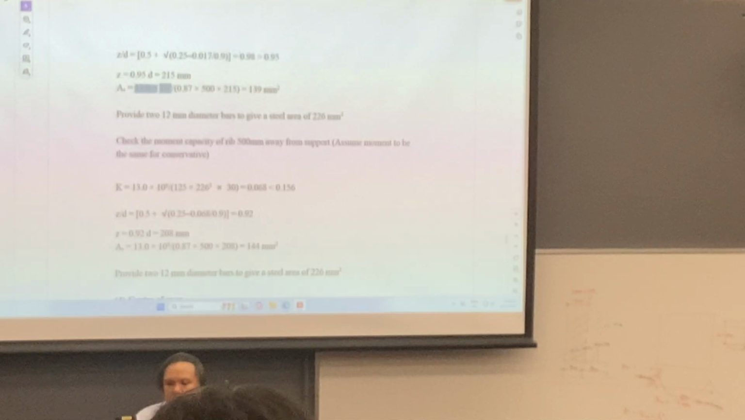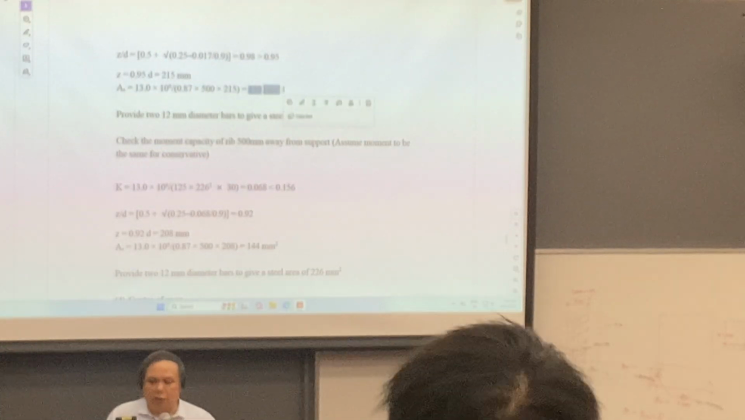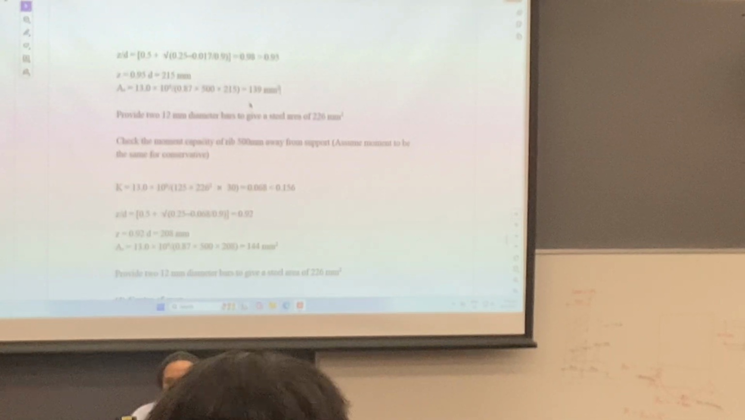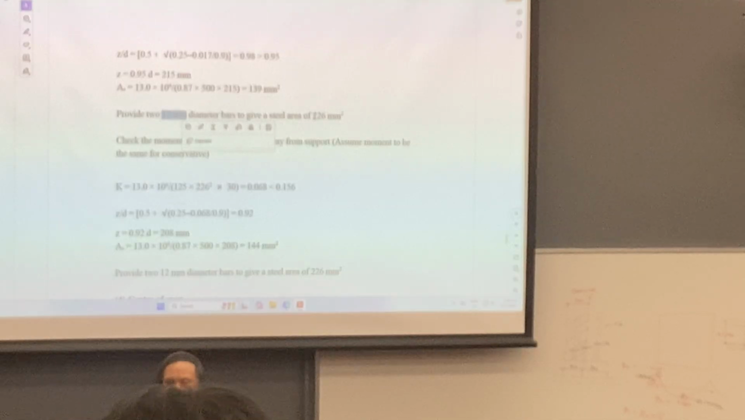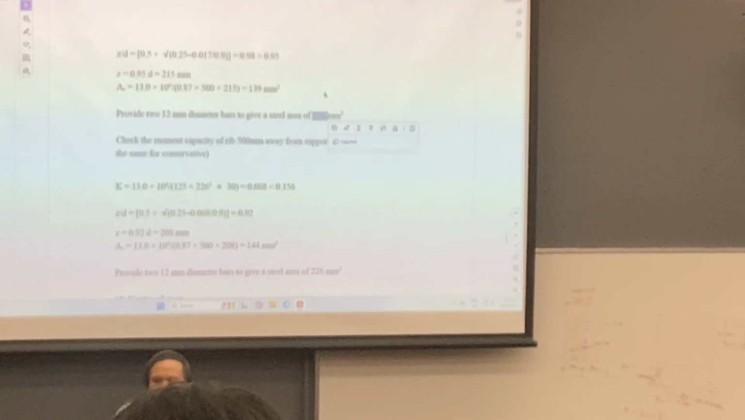So you have your moment divided by 0.87 fy and then this value of z. Then you have these reinforcement values. And then of course we can provide two 12 mm bars. Then the area provided is equal to 226 mm squared.